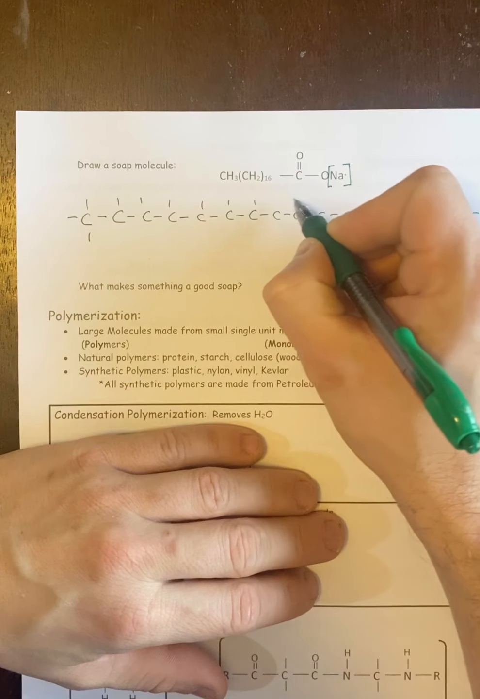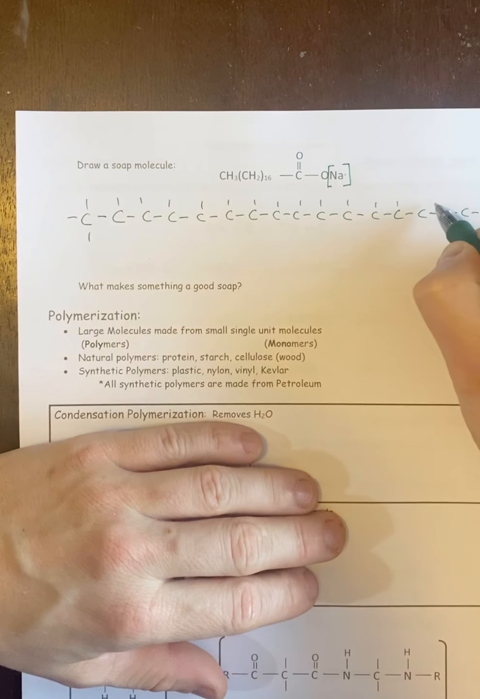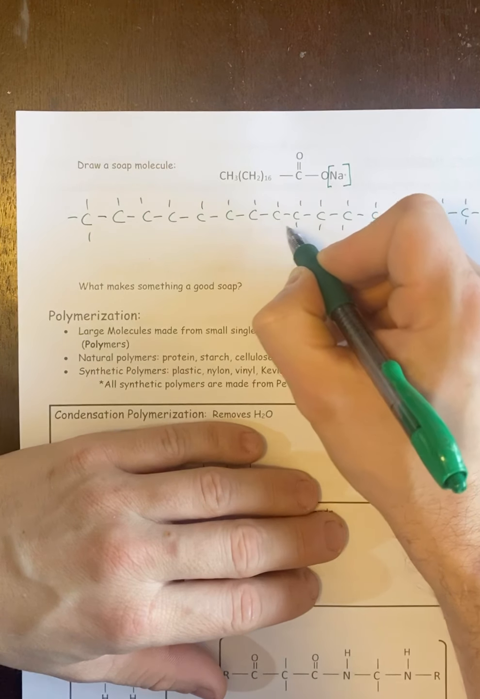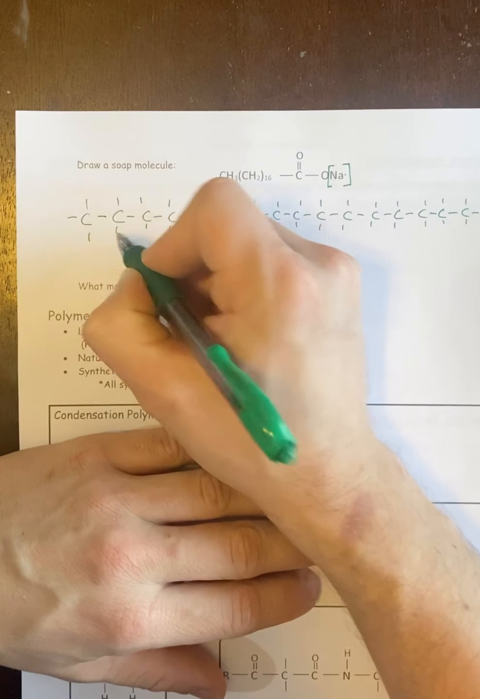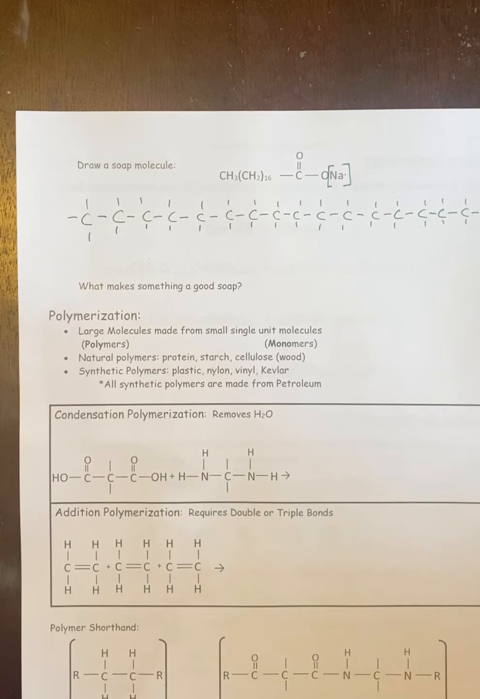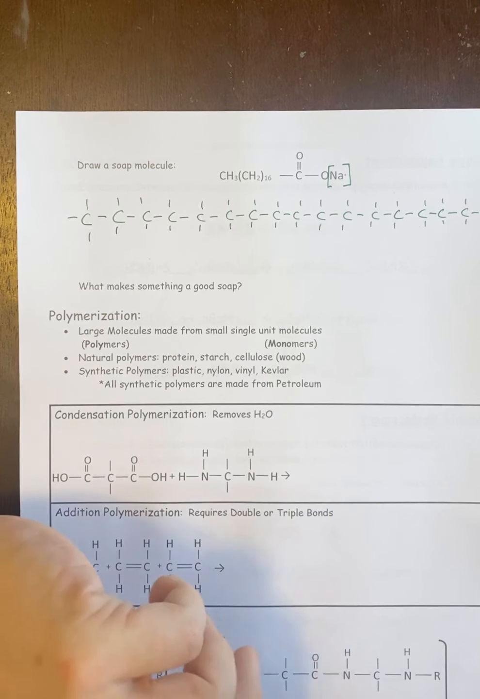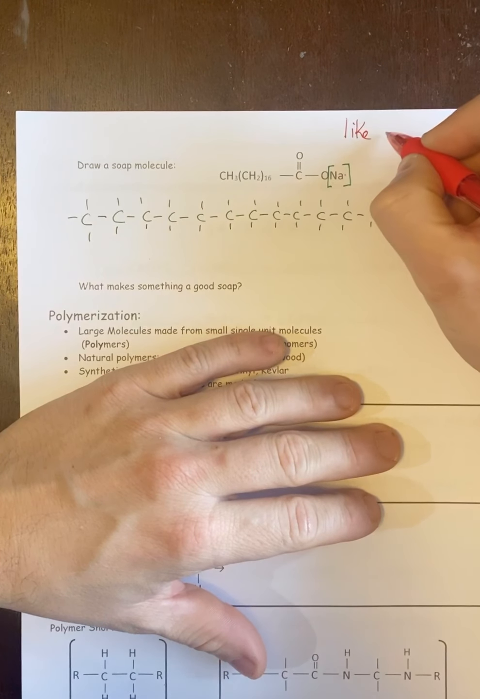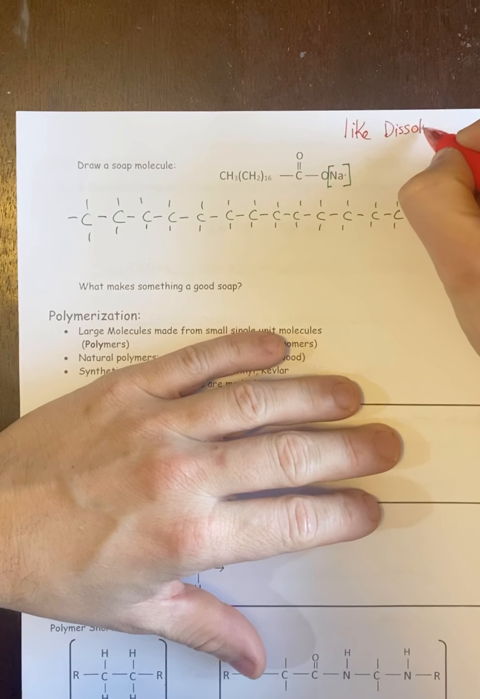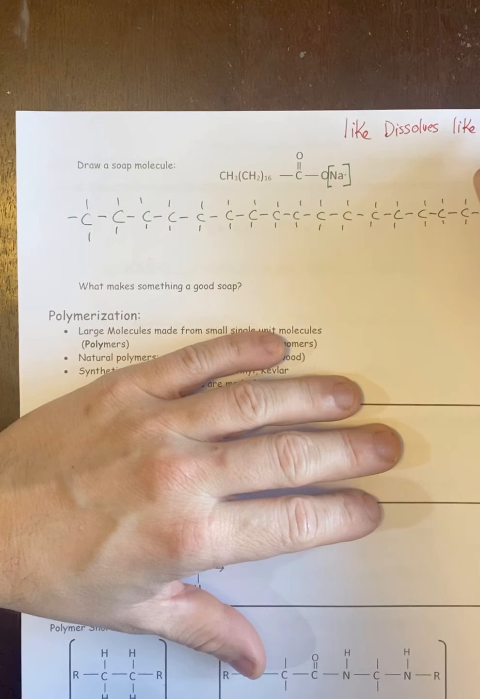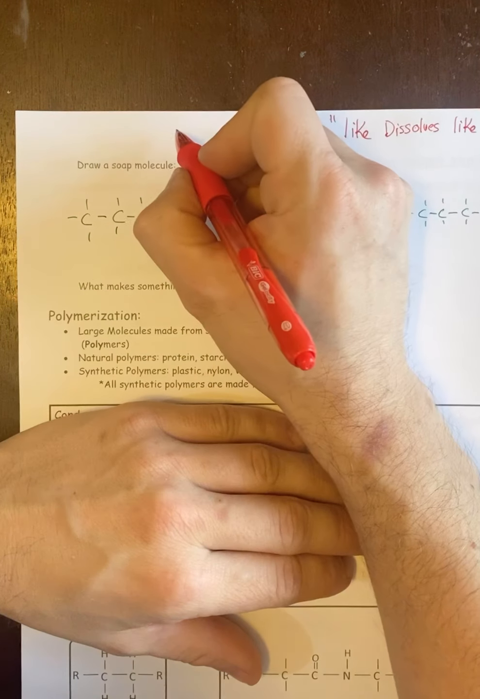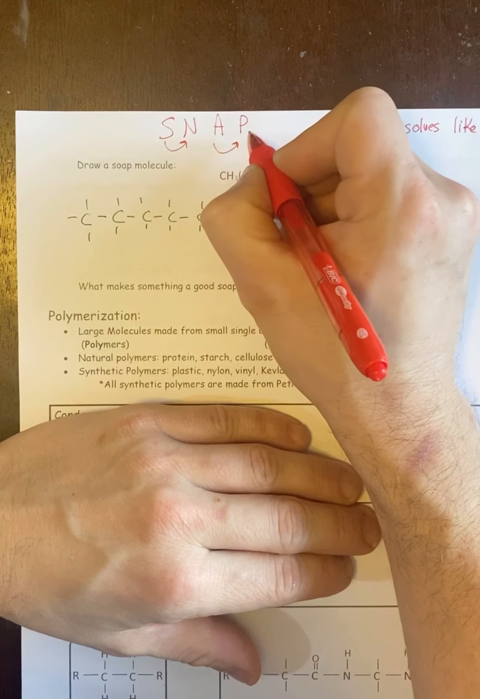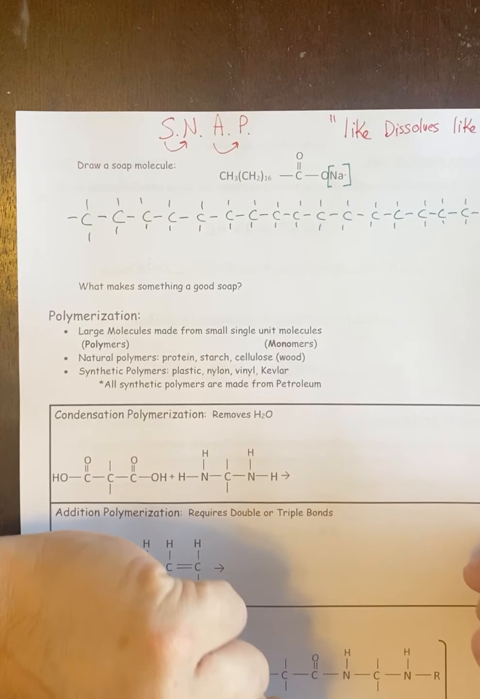I am not writing out all the hydrogens for this. I'm just going to put the lines. Okay, and the reason the soap molecule is so gigantic is because of two things. There's a saying that we like to use, and you're going to learn more about this, but it's called like dissolves like. And it's used with the saying that you already know, SNAP: symmetrical, nonpolar, asymmetrical, polar.